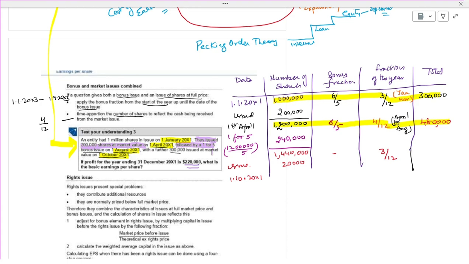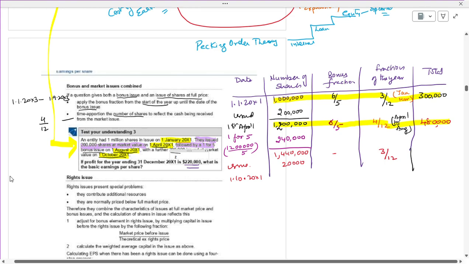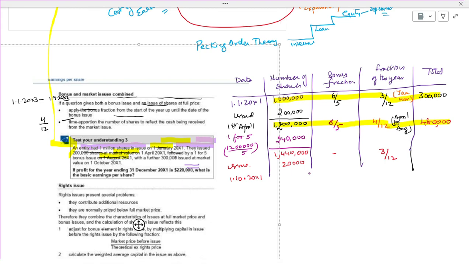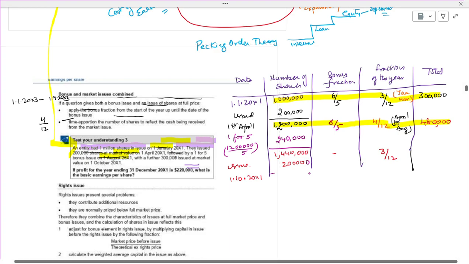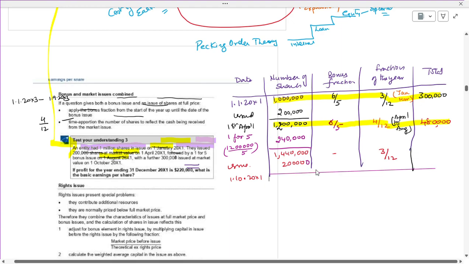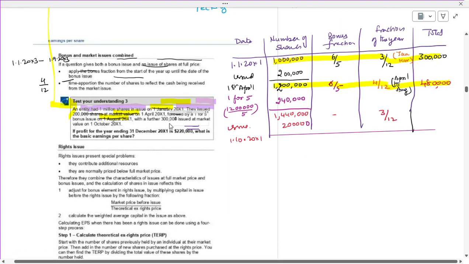1st October. Here you don't have any fraction, they have issued at the market value. They have not mentioned anything as such. Are you clear about this? Yes or no? No doubt, that is the reason I'm asking you.